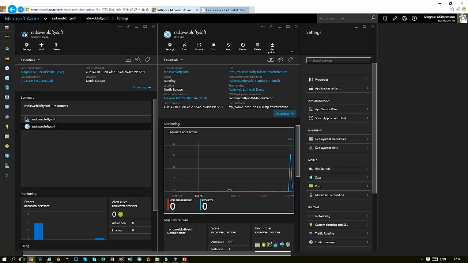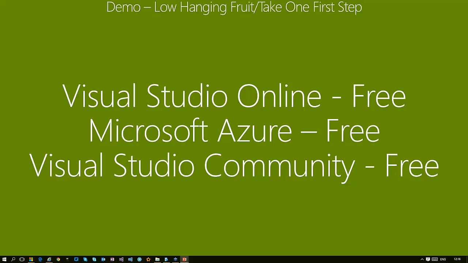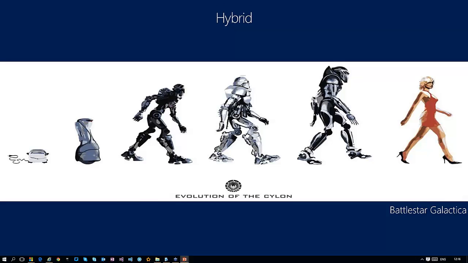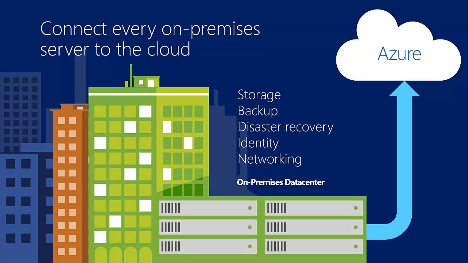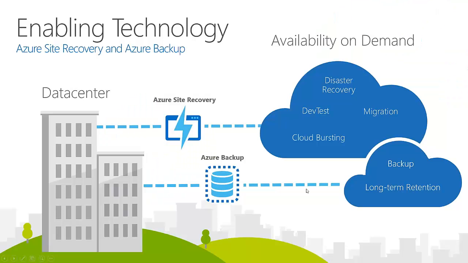But I have my web application in Azure, and it's automatically deploying from my local box. Now, the hybrid story is extremely important for you to understand. There is a full hybrid scenario here in the Azure cloud, and the hybrid scenario contains full connectivity from your local on-premises data center, where you can use Azure for things like storage, backup, disaster recovery, things like that, and maybe you use things like Azure Backup or Azure Site Recovery to connect your on-premises servers to the cloud.